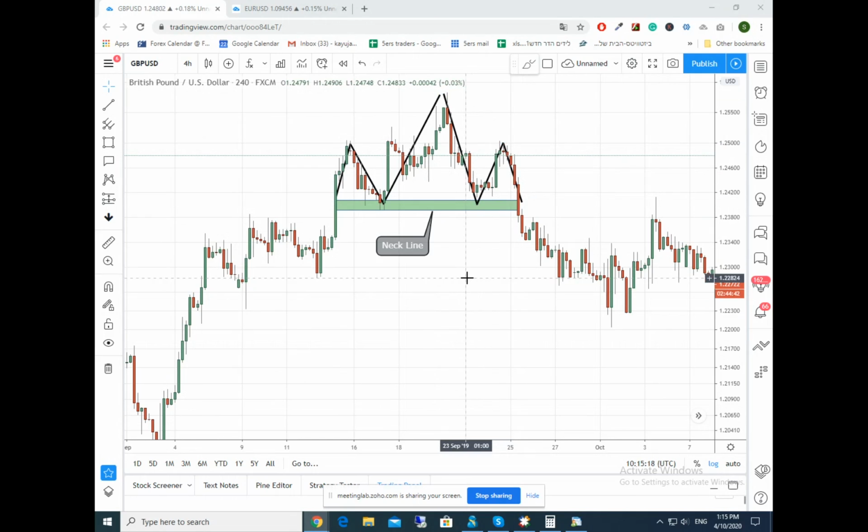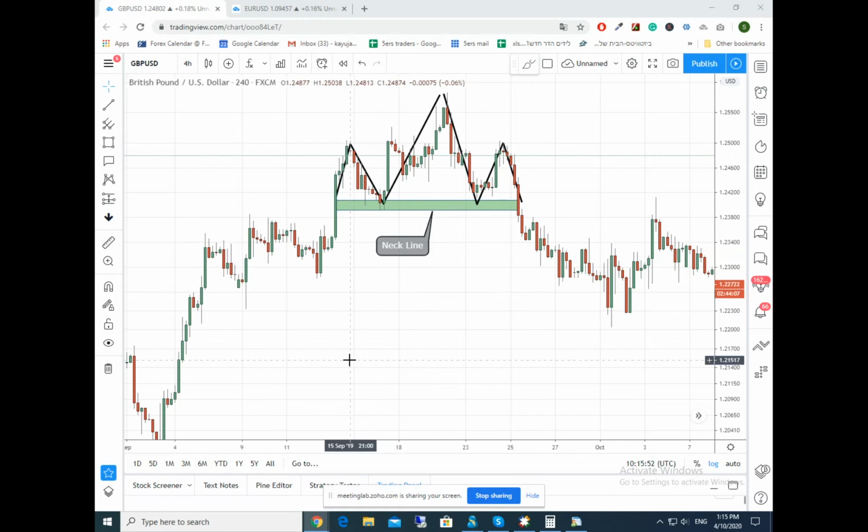I chose this one because it seems clear and it's a symmetrical one. Not all head and shoulders patterns are exactly symmetrical, but this one is a kind of symmetrical head and shoulders. As you can see, the left and right shoulders are almost at the same level. This one and also this one, the line of the bottoms of the shoulders and the head, are almost at the same level. That's also called the neckline.